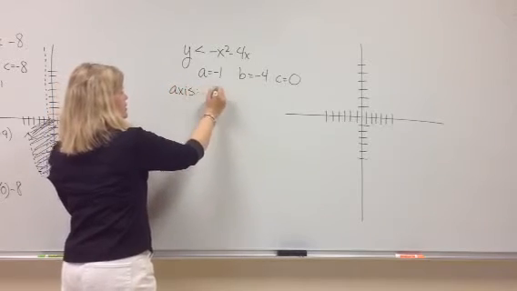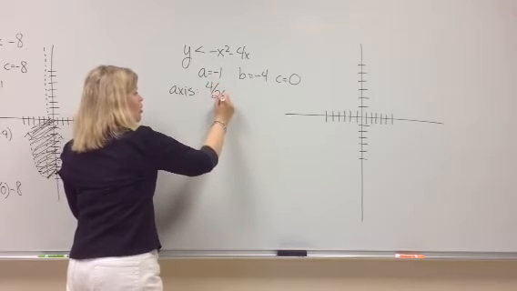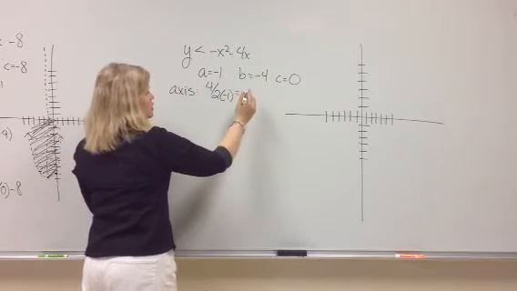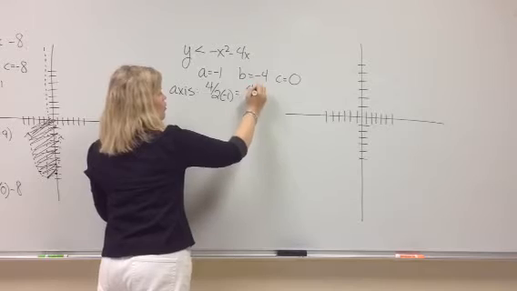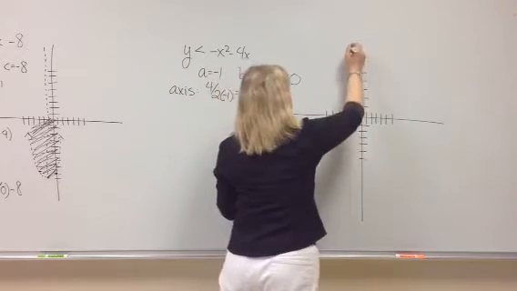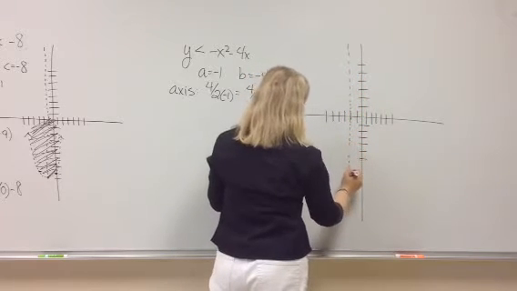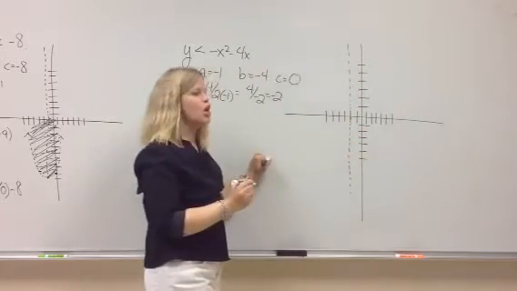Once again, the axis is the opposite of this, which is 4 all over 2 times negative 1. Now look at that, 2 negatives, funky. 4 divided by negative 2 is negative 2, so that's where we draw our dotted line. Do you think it's always going to have a negative axis of symmetry?